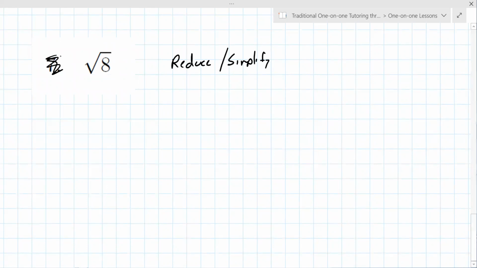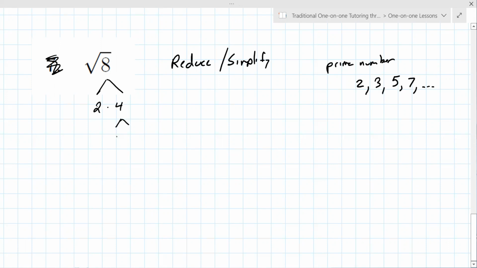No, I don't. Okay. Do you remember the very first prime number? 2. Then 3, then 5, then 7. And you generally don't have to go past this. Is 8 divisible by 2? Yes. 2 times 4 gives you 8. And then 4 is also divisible by 2.